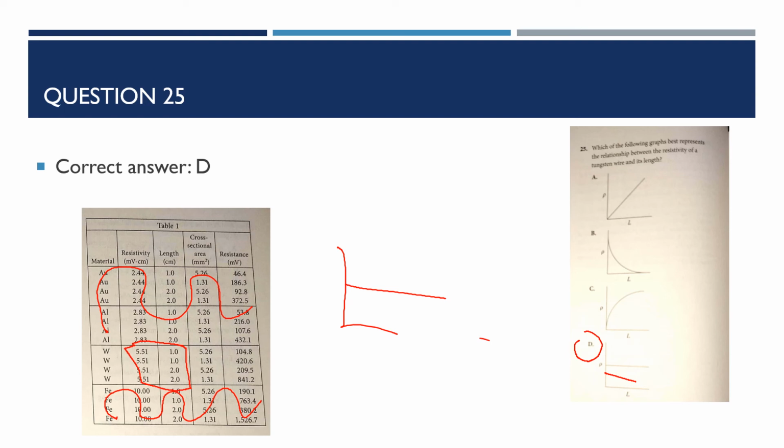Something I want to make sure I point out is the ACT can be tricky in the science and math sections when it comes to graphs. Make sure your axes are labeled correctly, because they will try to do them opposite to throw you off.